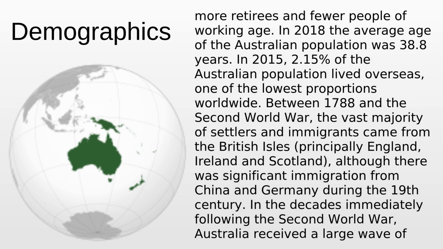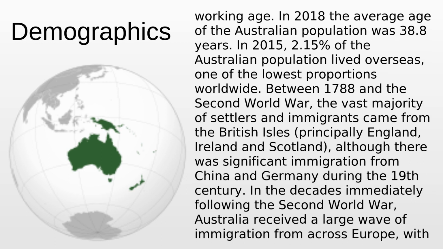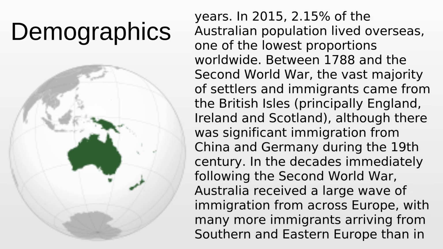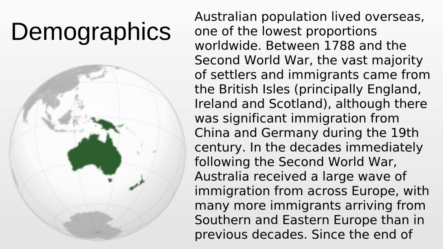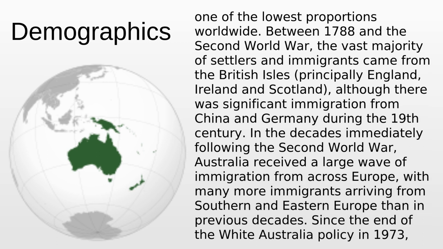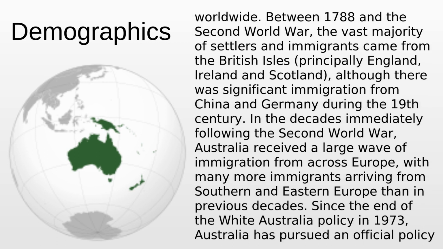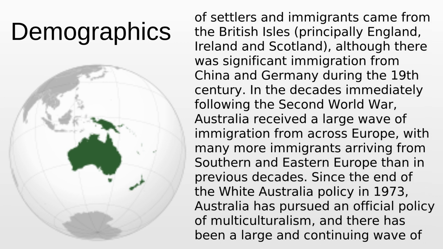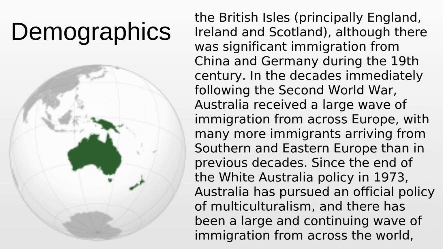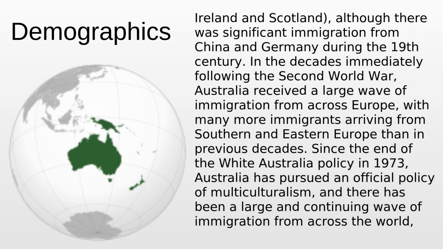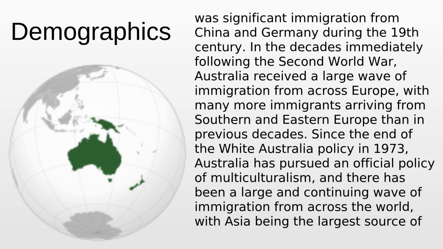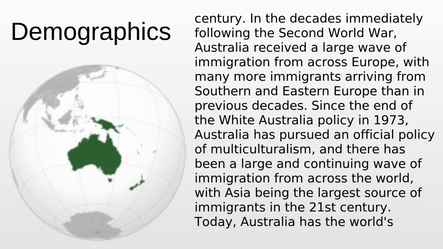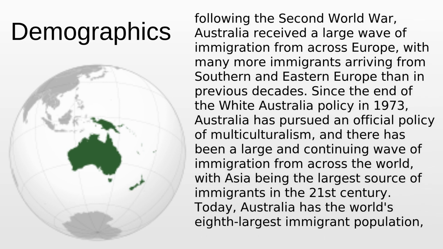In 2015, 2.15% of the Australian population lived overseas, one of the lowest proportions worldwide. Between 1788 and the Second World War, the vast majority of settlers and immigrants came from the British Isles, principally England, Ireland and Scotland, although there was significant immigration from China and Germany during the 19th century. In the decades immediately following the Second World War, Australia received a large wave of immigration from across Europe, with many more immigrants arriving from Southern and Eastern Europe than in previous decades.